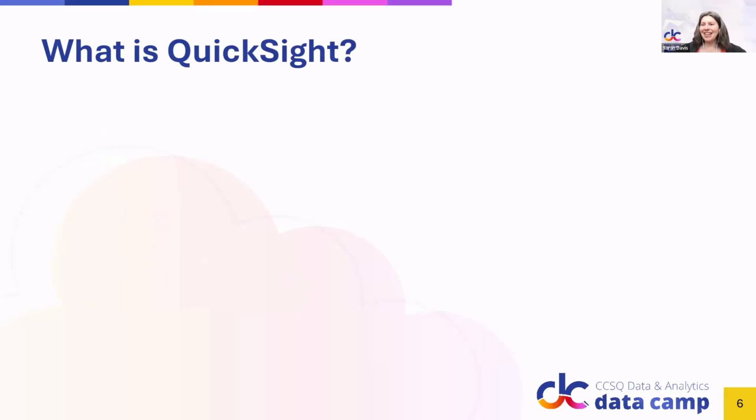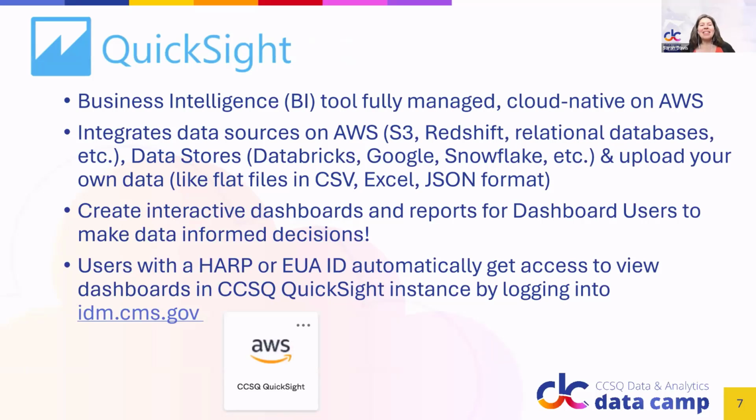At the highest level, QuickSight is a BI tool, business intelligence tool. It's fully managed and cloud native on AWS. It integrates with AWS data sources, so things like S3, Redshift, any relational databases, data stores like Databricks, Google, Snowflake. It also allows you the ability to upload a flat file. So if your data doesn't exist or can't get it onto an AWS data source, you can bring that data into QuickSight and make a dashboard out of it.